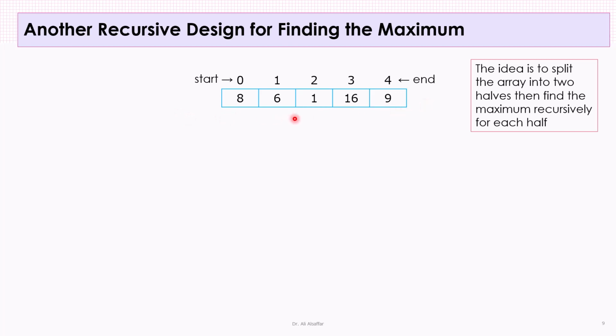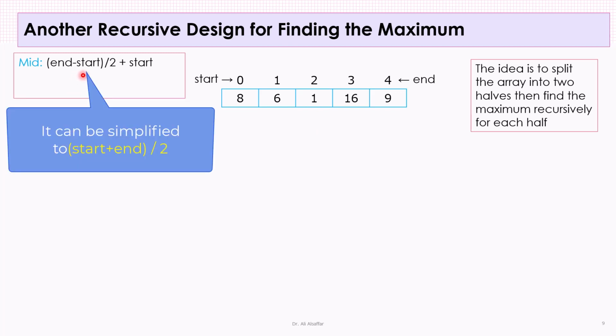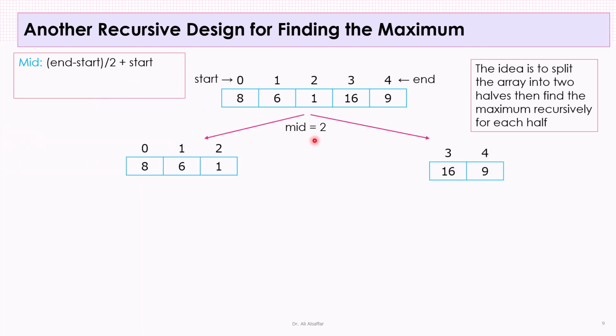So how do we split this array into two halves? In other words, how do we find the middle index? For our example, the start of this array is 0 and the end index is 4. To find the middle index, we use the following equation. We subtract the start from the end, so 4 minus 0 is 4. We divide the answer by 2, so 4 divided by 2 is 2. Then we add the start, so 2 plus 0 is 2. So the middle index is equal to 2.